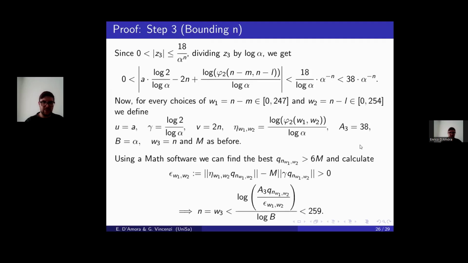Here we use combinations of values of n minus m and n minus l and obtain the bound on n.